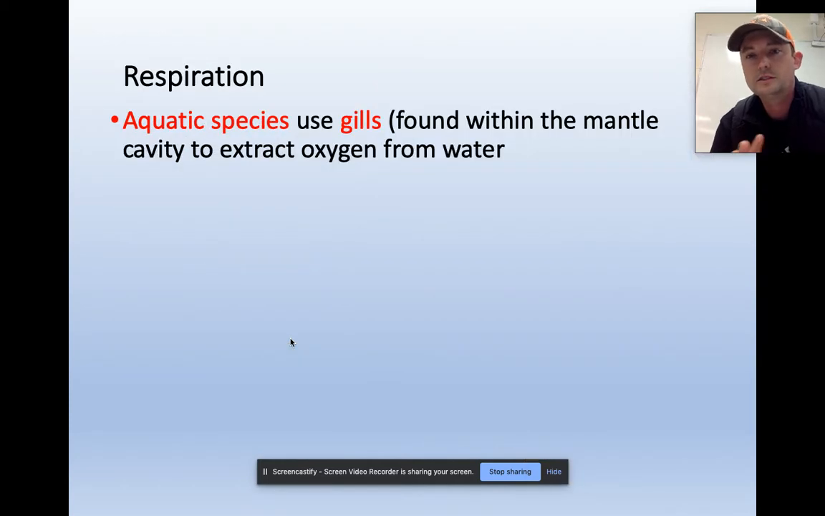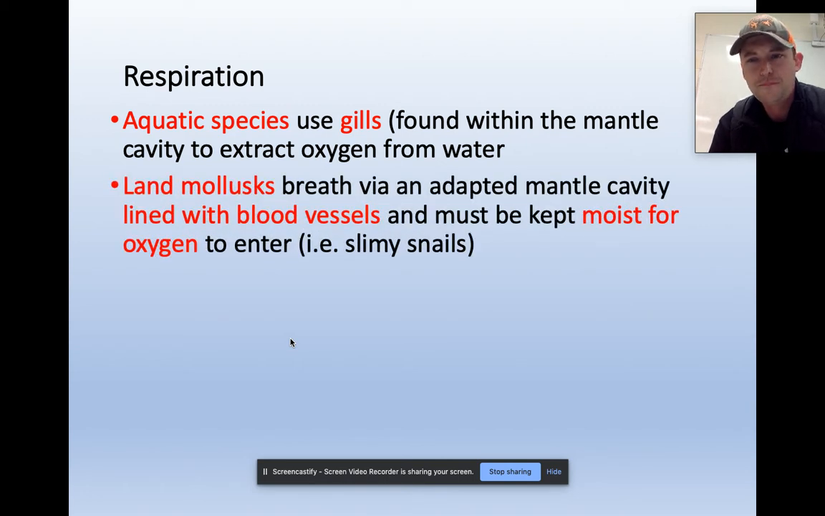Speaking of gills, the gills in aquatic species are used for respiration, so the diffusion of oxygen and carbon dioxide in and out of the organism's cells. But in land mollusks, they had to have some type of adaptation that would allow them to still pull oxygen and carbon dioxide in and out of the air, just like we do.